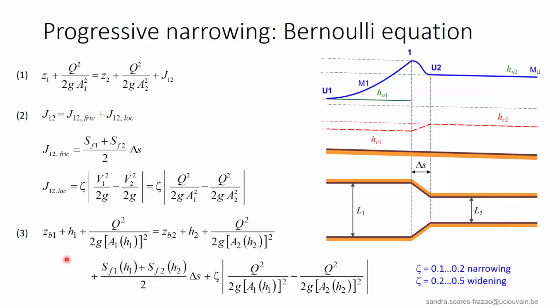Developing all the terms, we obtain equation 3. If we apply this equation to our example, the only unknown is H1, as we know the flow conditions at point U2. Some iterations might be required because H1 appears in different terms. Equation 3 can be solved in one single step if the length delta S of the transition is short, or it can be calculated in several steps, so with many steps of iterations, to increase the accuracy of the results.